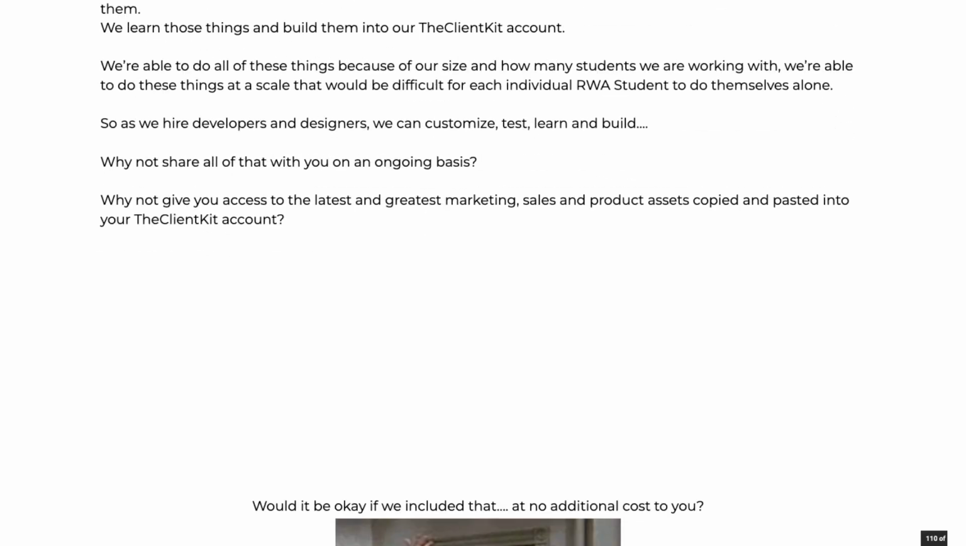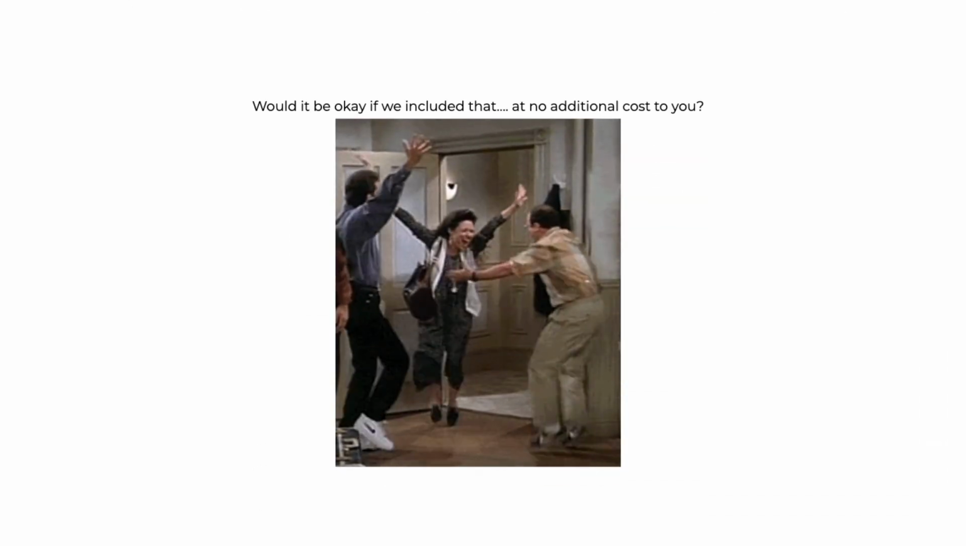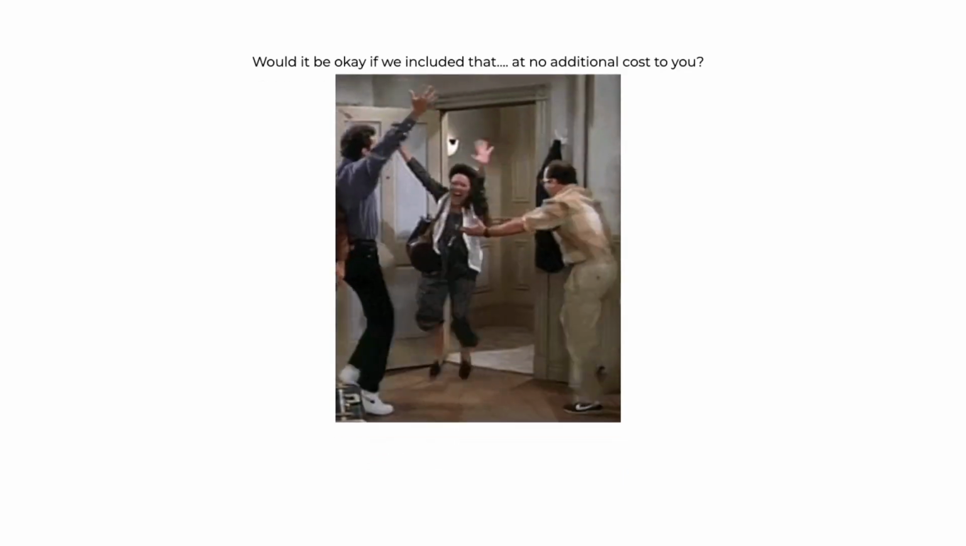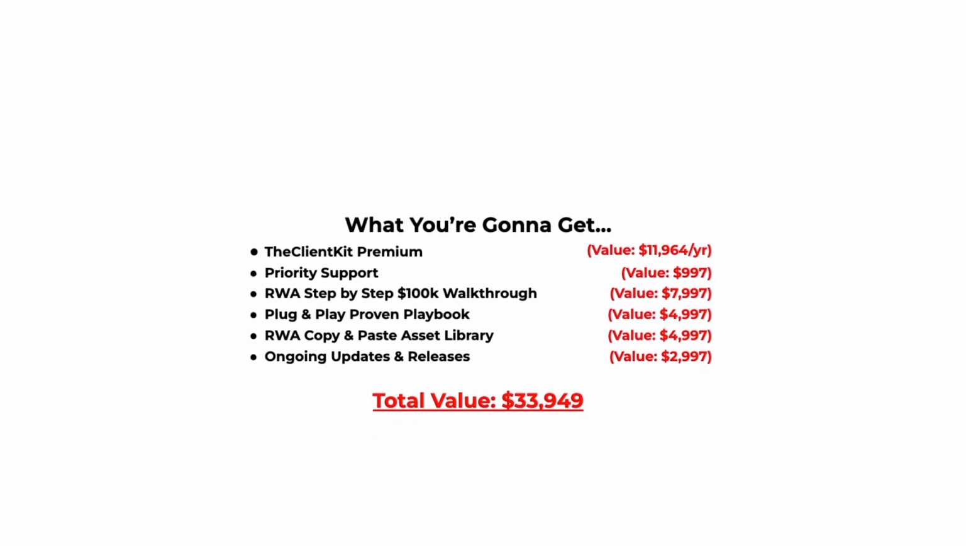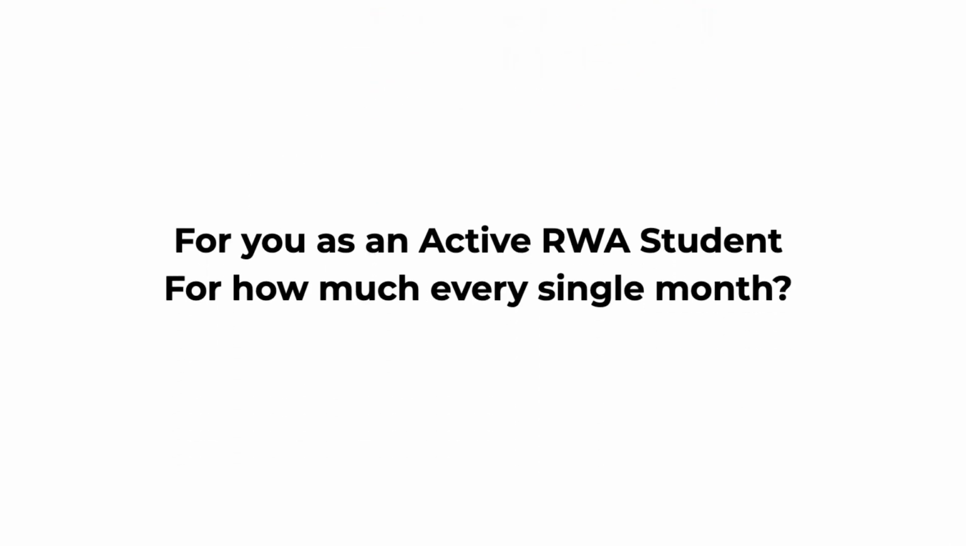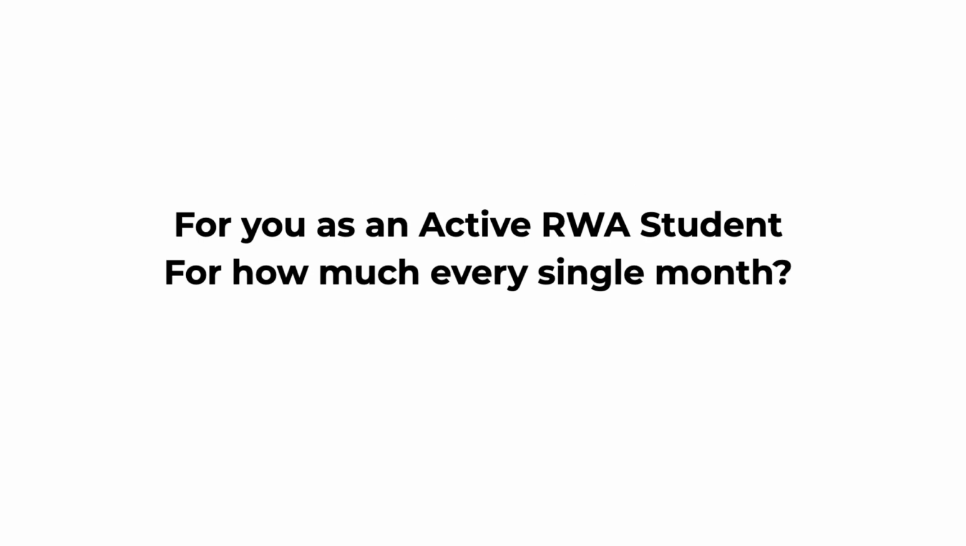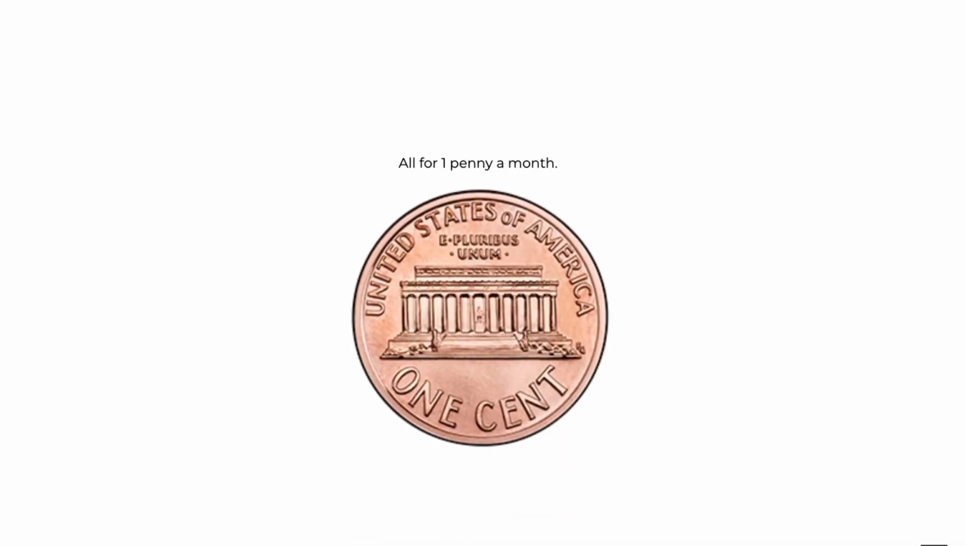Now, as always, I just want to make sure, would you be okay if we included that for you at no additional cost? I just want to make sure that you won't be upset. So what does the stack slide look like? The Client Kit Premium, priority support, RWA step-by-step, $100,000 walkthrough, plug and play, proven playbook, RWA copy and paste asset library, and then ongoing updates and releases. Value $2,997. Total value $33,949. And guess what? For you, as an active RWA student, how much is it going to be every single month? All of that for $1 a month.